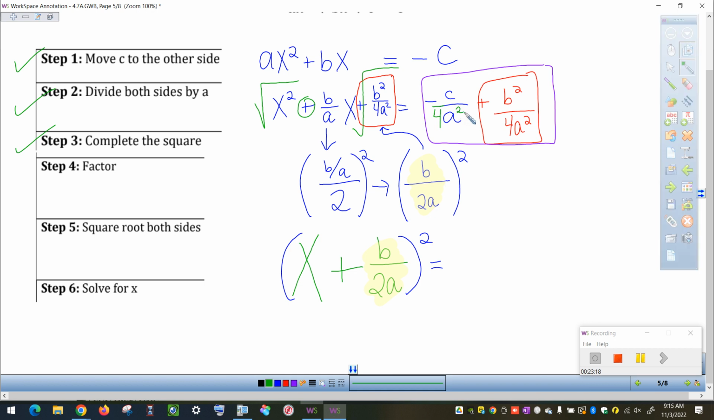Well, whatever we do to the denominator, we have to also do to the numerator. So I'm going to multiply by 4 on the top, and I multiplied an extra a on the bottom. We're going to multiply by another a, so it's going to be 4 times c times a.